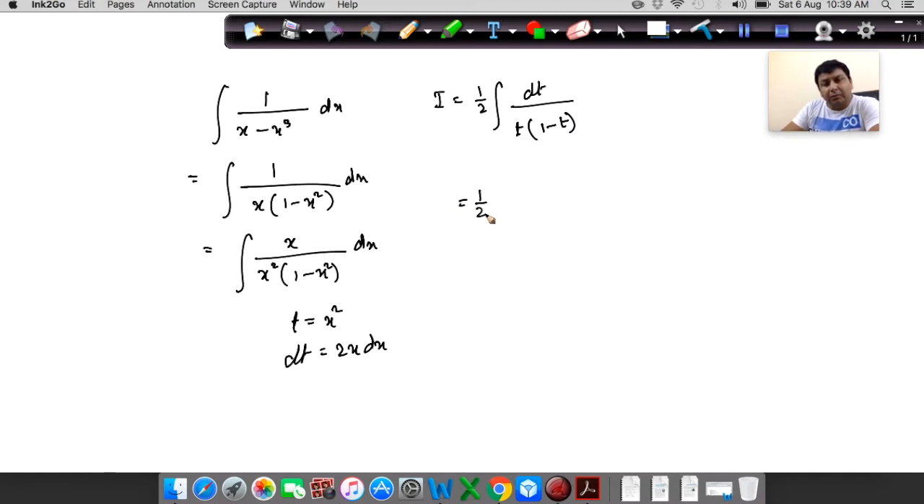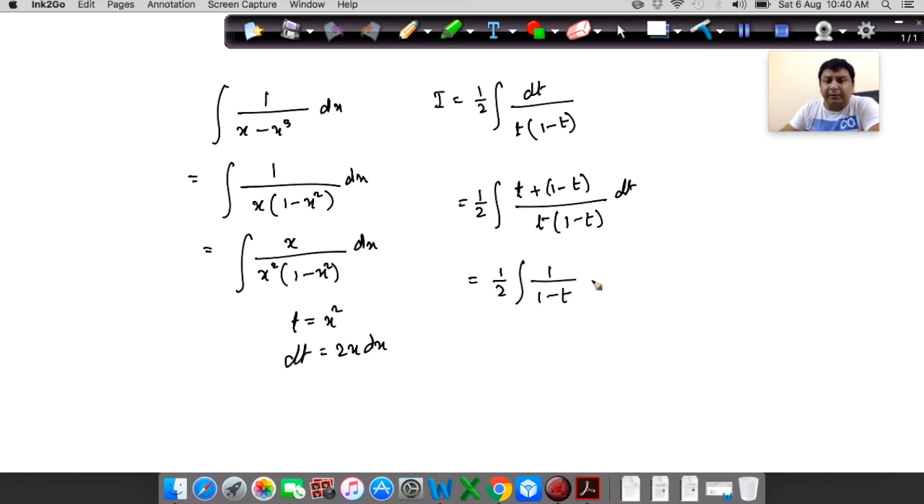So again, maybe partial fraction or open it up, but I still find this trick very nice: t plus 1 minus t, into 1 minus t. What's the advantage? t and t cancel to give you 1 back, which was the previous step, and we get half. But if I split, I'll get half 1 upon 1 minus t, plus half 1 upon t.